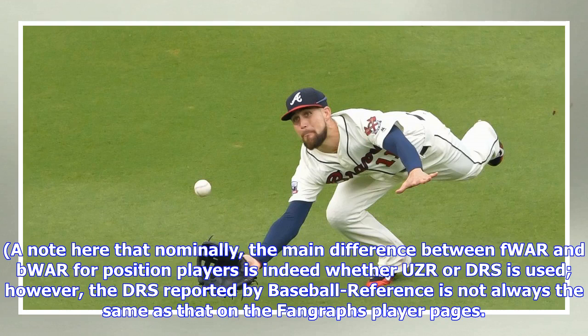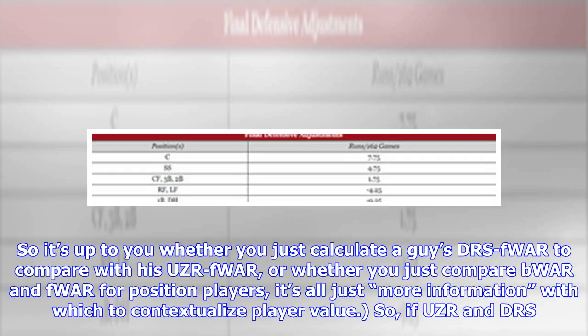A note here that nominally, the main difference between F4 and BWAR for position players is indeed whether UZR or DRS is used. However, the DRS reported by Baseball Reference is not always the same as that on the Fangraphs player pages. So it's up to you whether you just calculate a guy's DRS F4 to compare with his UZR F4, or whether you just compare BWAR and F4 for position players. It's all just more information with which to contextualize player value.